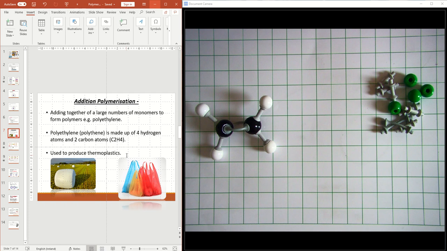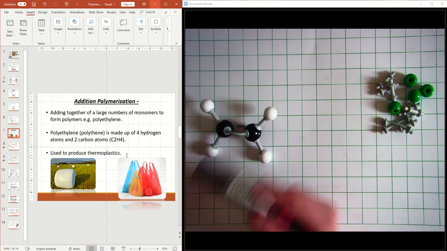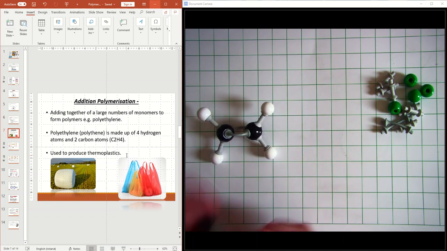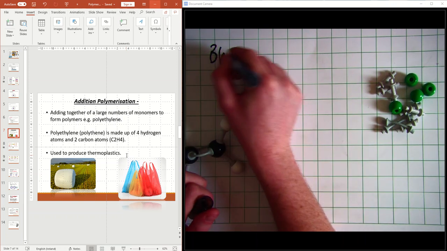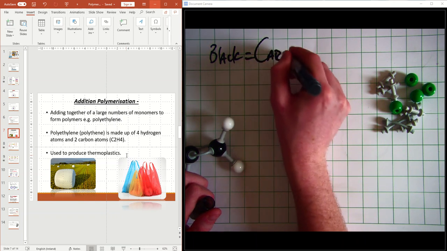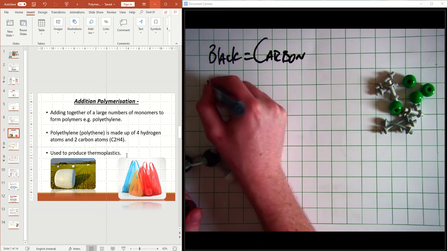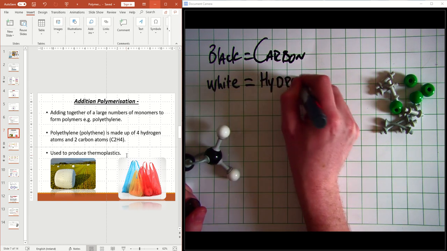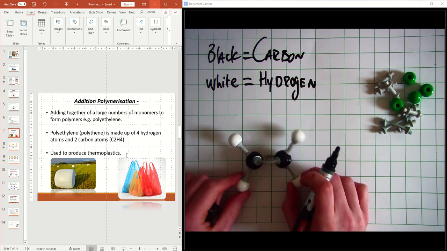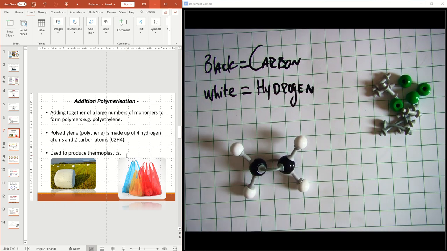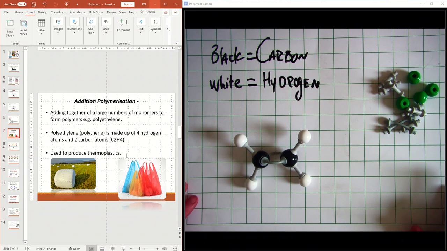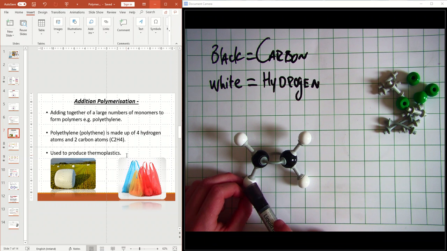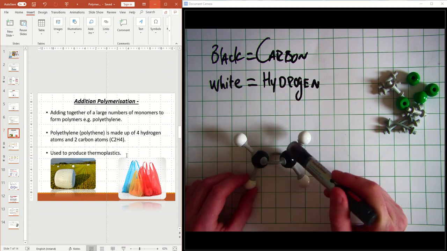Now, I have examples here. Here I have our structure. The 2 black atoms represent carbon, and the white are our hydrogen atoms. So I have 2 blacks and 4 hydrogens. In our example here, we're told polyethylene is made up of 4 hydrogen atoms, 1, 2, 3, 4, and 2 carbon atoms, the black being carbon 1 and 2.